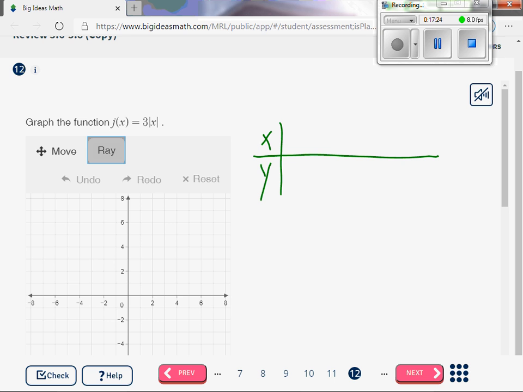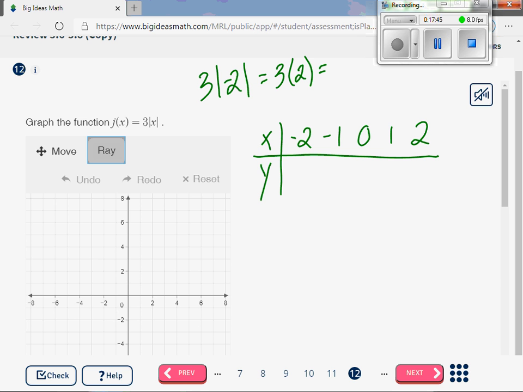Now we're going to plug in the values of x and y. So our x values, we can do -2, -1, 0, 1, 2. And again, we're just plugging these into the absolute value. If I plug -2 in, well, the absolute value of -2 would be +2. And 3 times 2 is 6. Then if we do -1, well, the absolute value of -1 is 1. And 3 times 1 is 3.